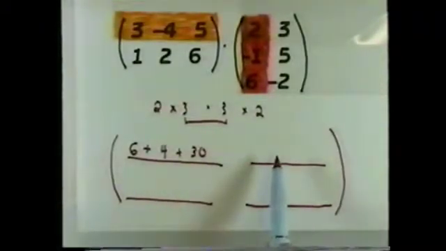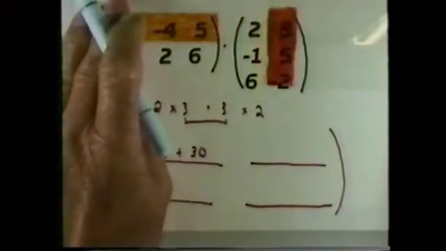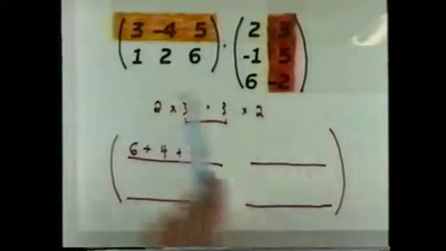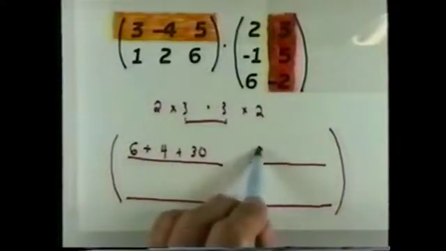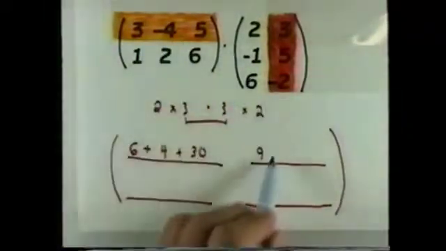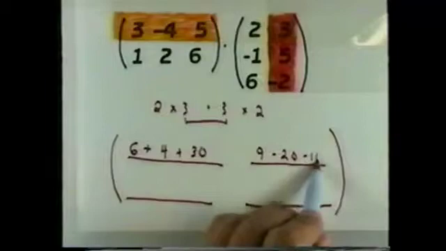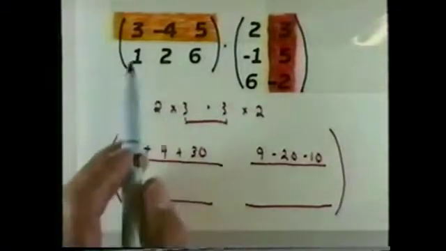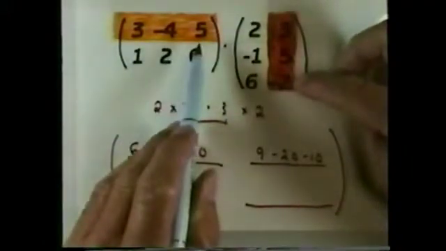Now this is entry 1, 2. So for C1,2, row 1, column 2, I use row 1, column 2. I'll still use row 1, but I'm going to slide over and use column 2. So for this one, it's row 1 with column 2. 3 times 3 is 9. Negative 4 times 5 is negative 20. 5 times negative 2 is negative 10. Again, 3 times 3, negative 4 times 5, 5 times negative 2.